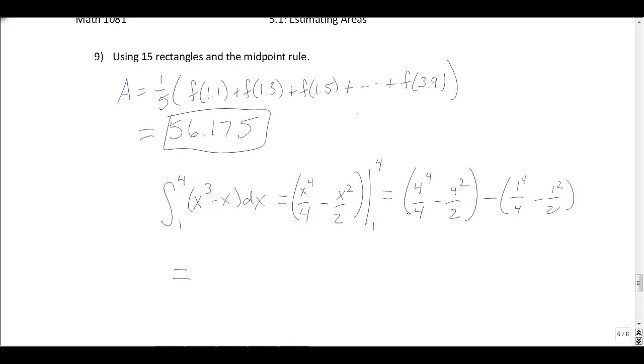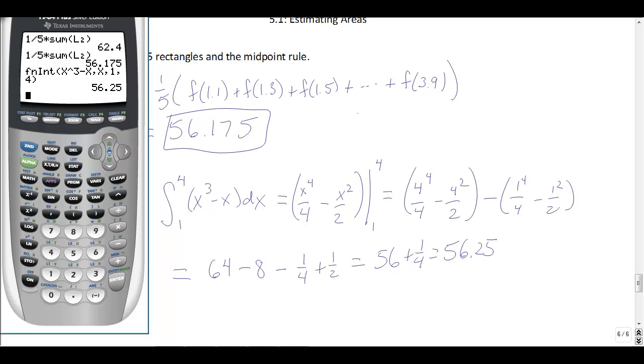See, 4 to the 4th over 4, that's 4 cubed, which is going to be 64. 4 squared is 16 over 2, that's minus 8. Minus, see, we get a 1/4. Let's just write it out that way. And then minus a negative, that'll be plus a half. So we get 64 minus 8, that's 56. 1/2 minus a 4th is plus 1/4. There's our 56.25, which matches what the calculator gave us.